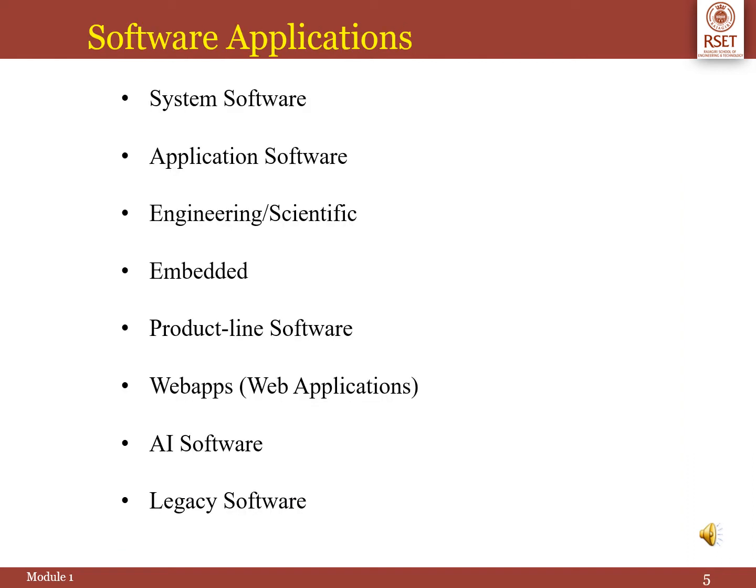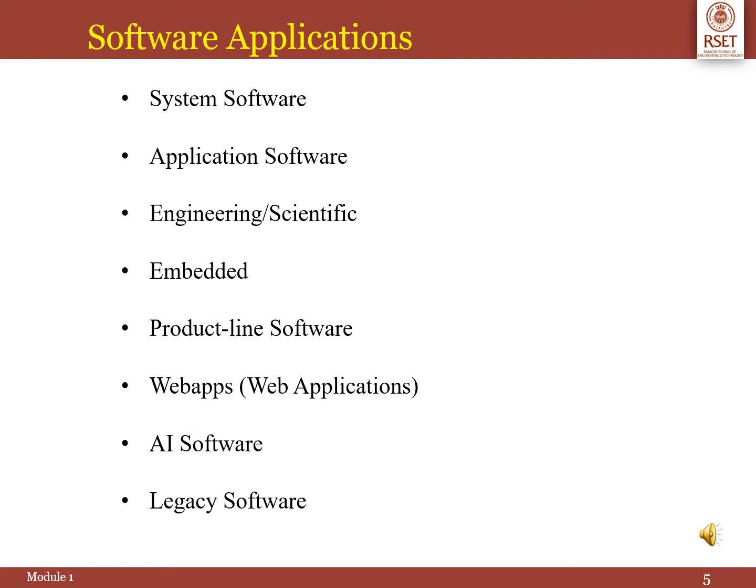Software applications. Next we will see the different software application domains. First one is the system software. It's a collection of programs written to service other programs. For instance, compilers, editors, and file management utilities are some of the system software applications.